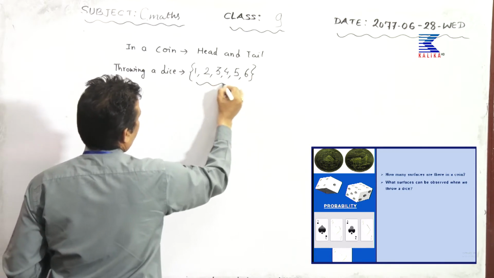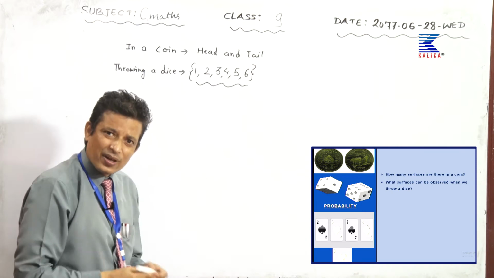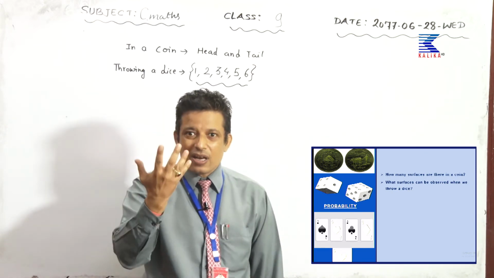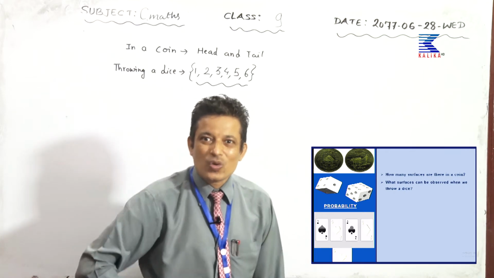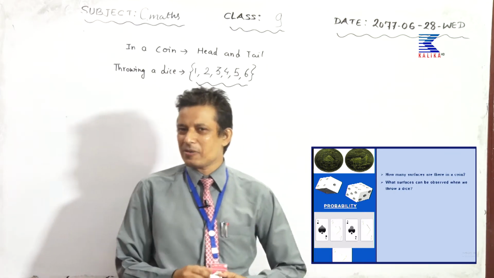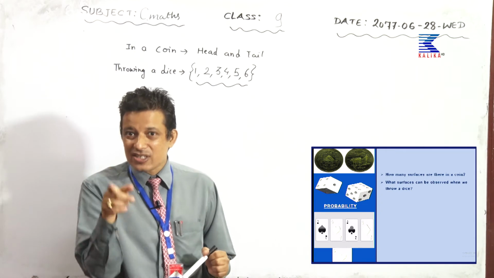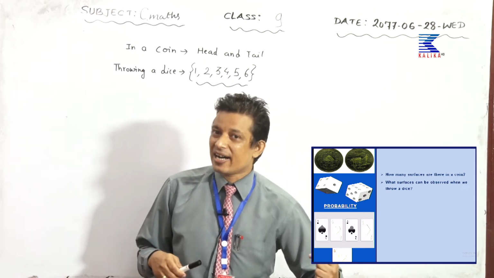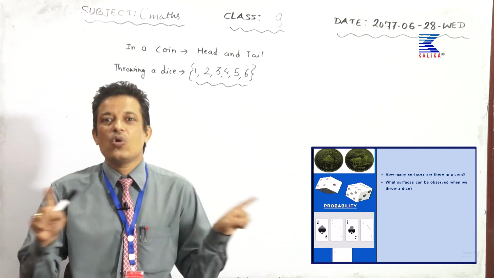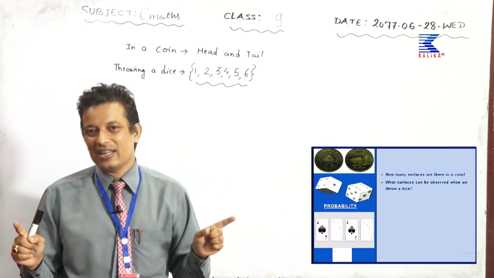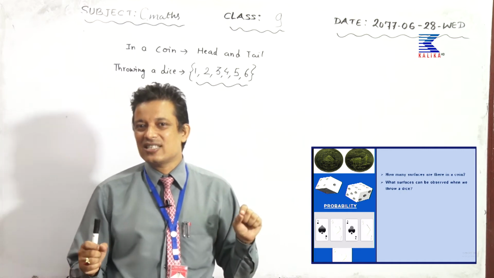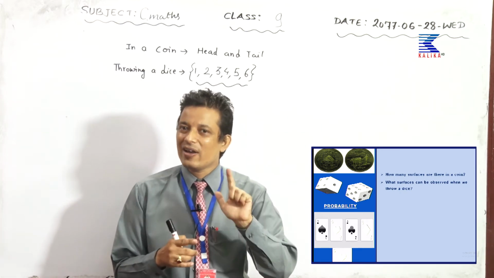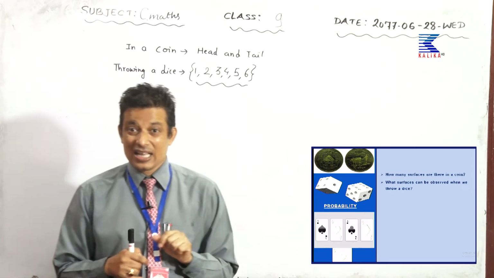Look, can you see 7 at the top of the dice when you roll a dice? No, it is impossible. Can you see 0 appearing in the dice? No, it is impossible, because in the dice there is no 0, no 7. The numbers in the dice are 1, 2, 3, 4, 5 and 6 only.